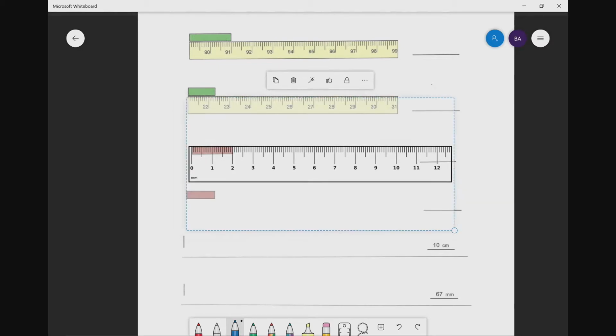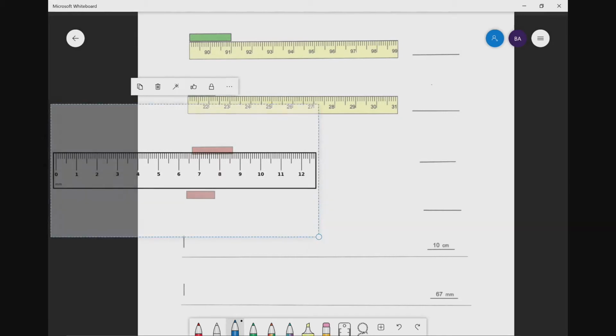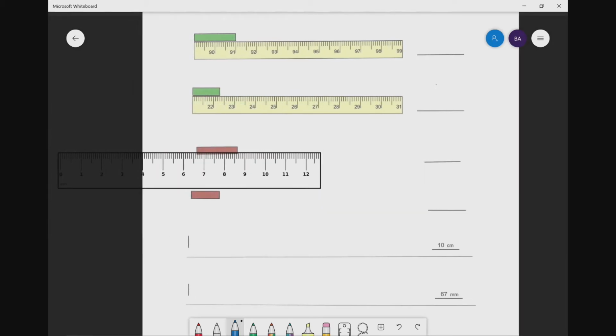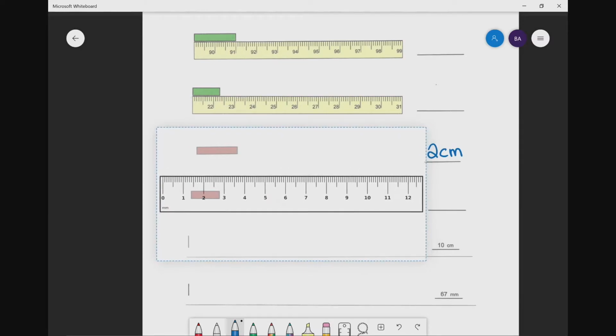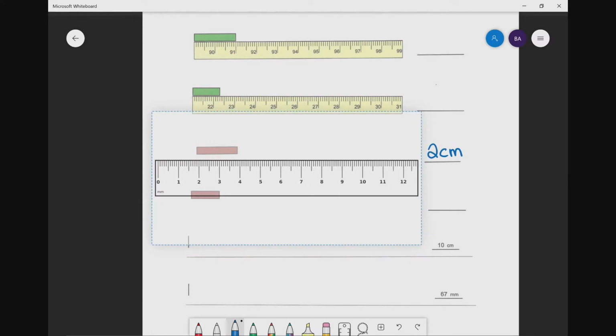So when I put my ruler down, I can see my 0 was lined up at the beginning of this red line, and my red line ends right at the 2. So that means that this line is 2 centimeters long. Now, it is very important that you write down what units you're using, because if I just write the number down, 2 millimeters looks very different, we're going to see in a minute, from 2 centimeters.